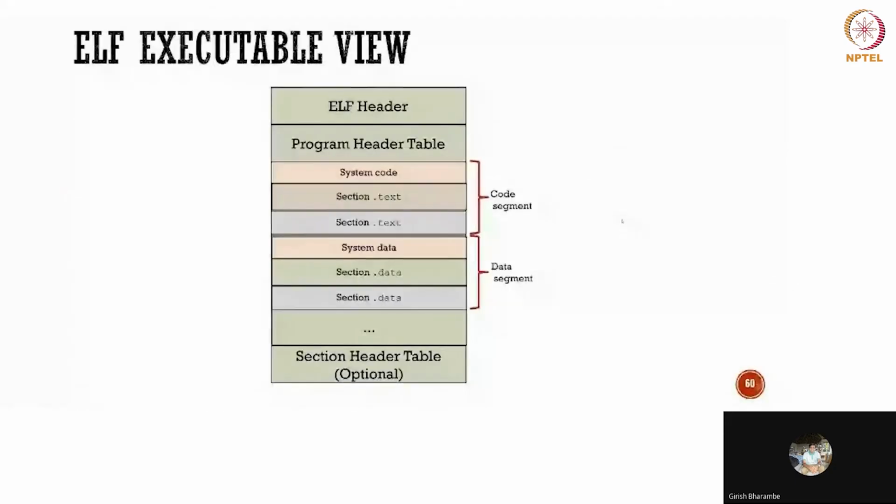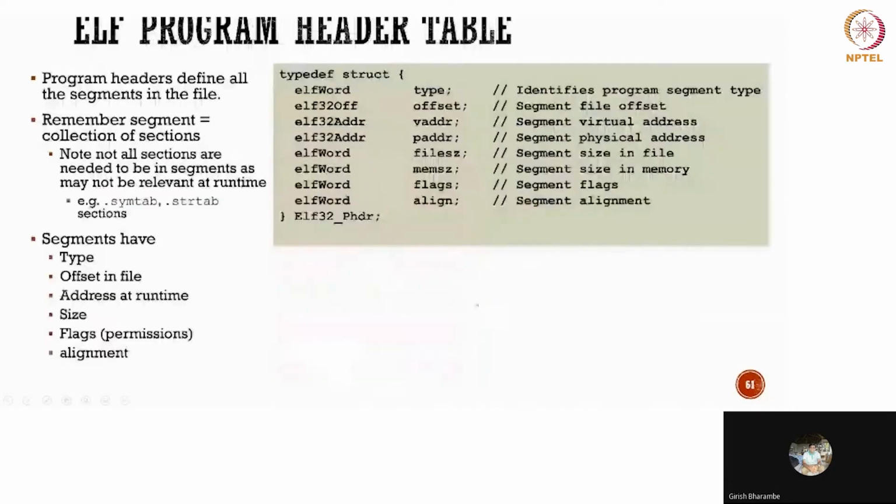Now, let's revisit the executable view of ELF. So we had the ELF header, we had something called the program header, which I skipped earlier, but we'll see that now. And then we had all these sections which were merged together to form segments. Now, the program headers are essentially what is defining these segments.